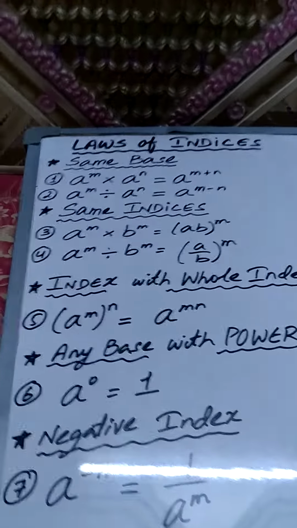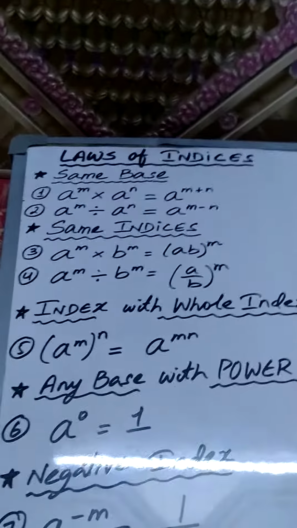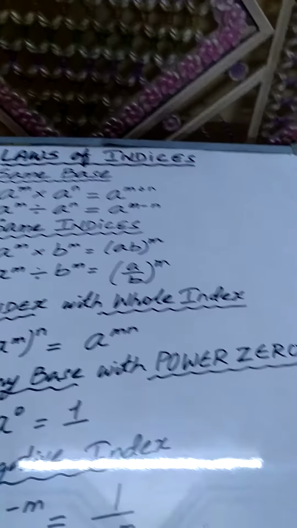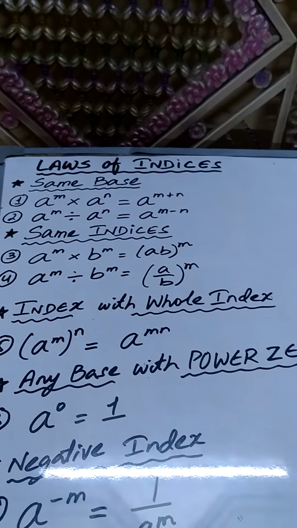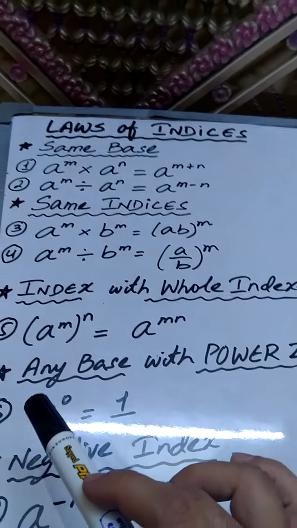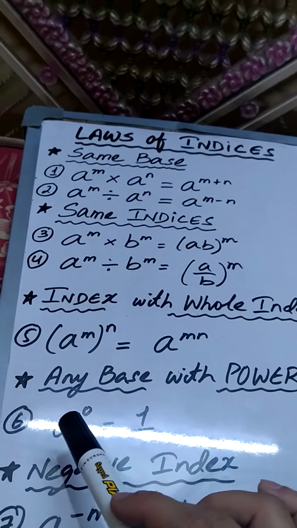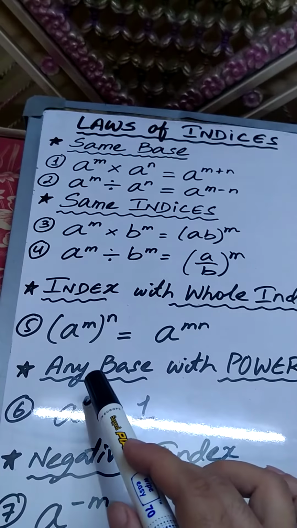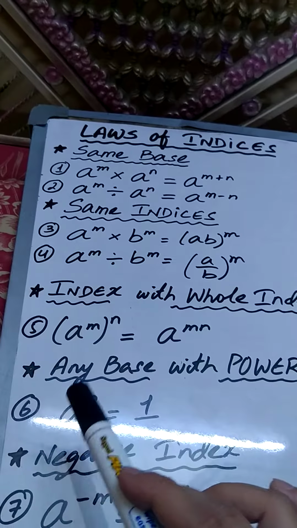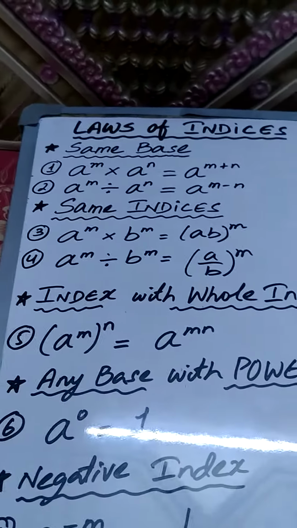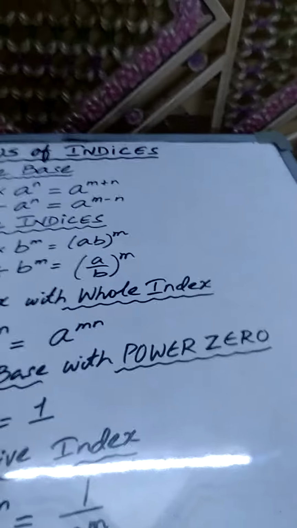Okay guys, now the sixth rule, any base with power 0. As I told you when I started my lecture, this a is the base and this 0 is the power. So whenever any base has power 0, it is always equal to 1. I give you one example here.